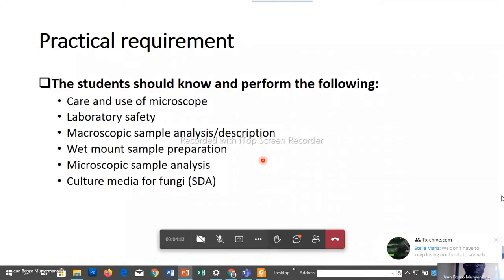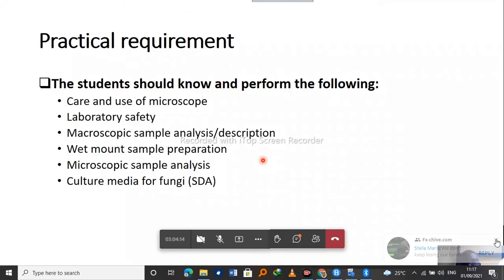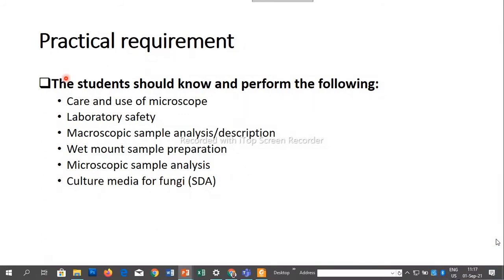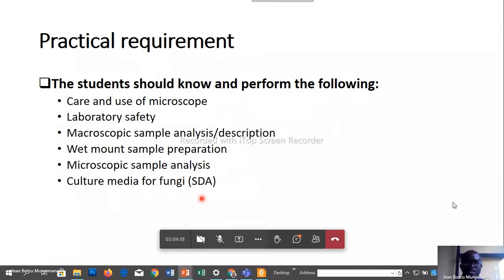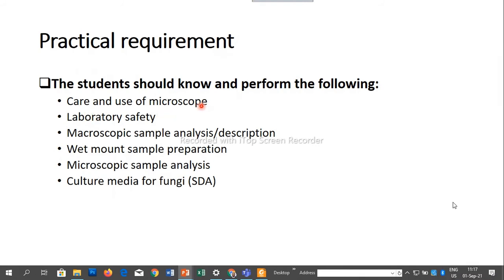So, what you are expected to know in general for microbiology work, you will know how to care for and how to manipulate a microscope, because microscopy is a tool that is used for laboratory testing. Also, you will learn laboratory procedure and laboratory safety.